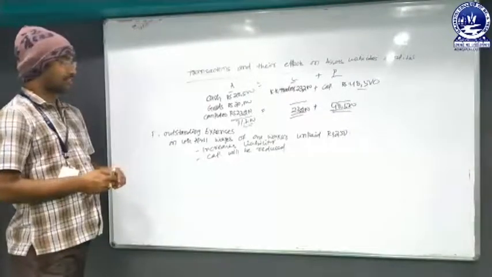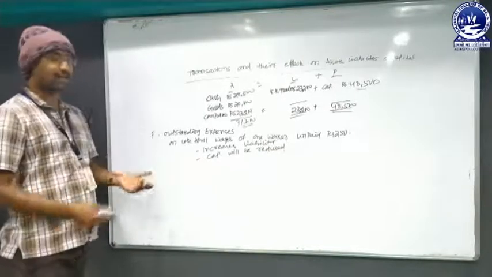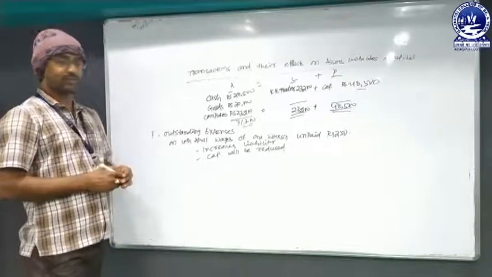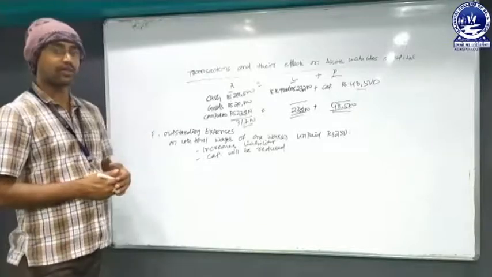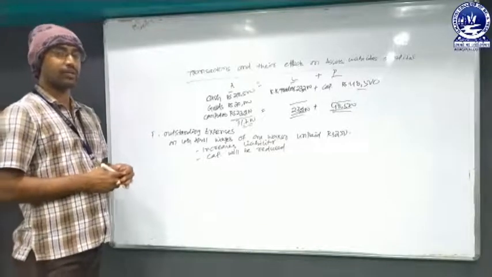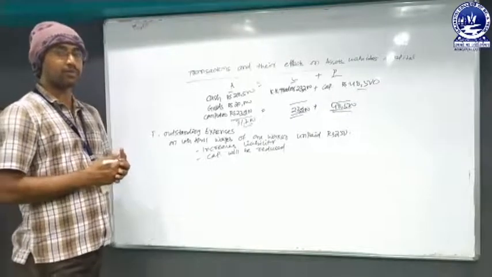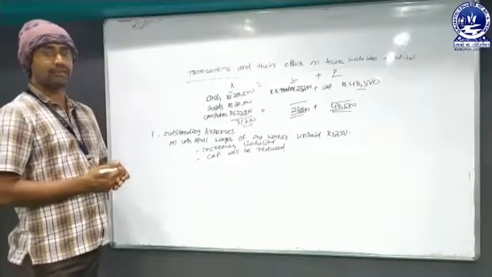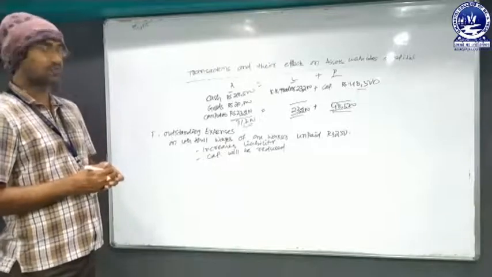So there is another transaction, that is outstanding expenses. First we must know what is outstanding. That means, whether it is a case of expenses or income, when the expenses are incurred but not paid, that is called outstanding. And when income is already made but we have not received that income amount in the form of cash, that is called outstanding income.